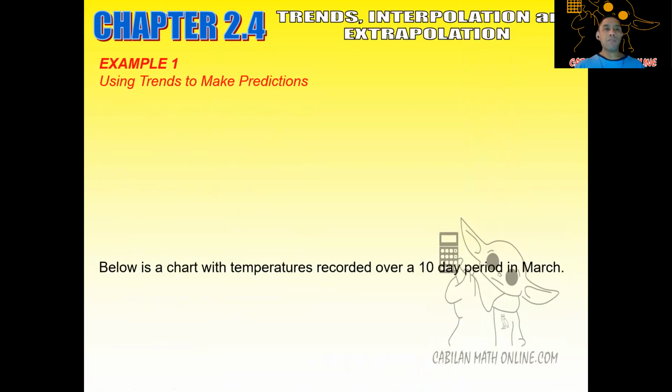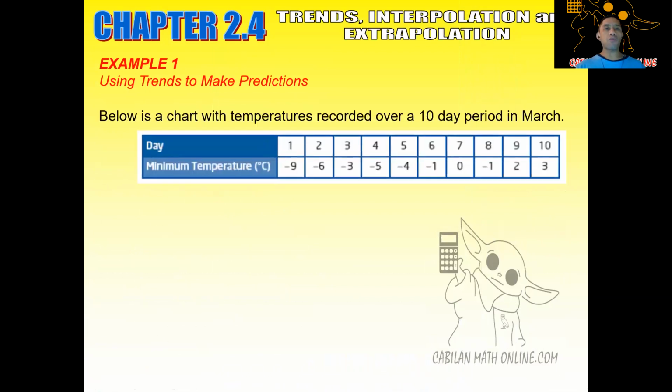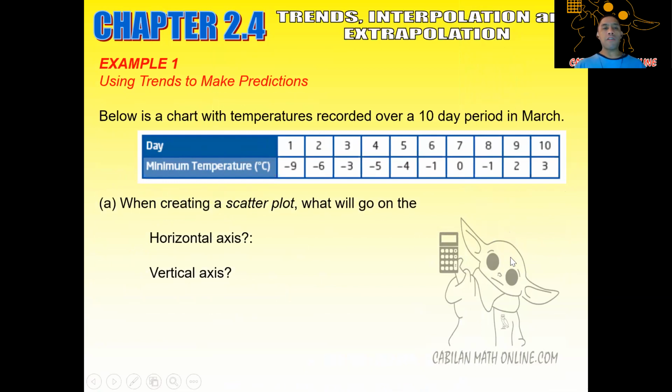So what we have in this first example is we're going to use a trend to make a prediction based on temperature. It says here, below is a chart with temperatures recorded over a 10-day period in March. Before we graph this, the first thing we need to do is determine which one goes on the horizontal axis and which one goes on the vertical axis. Remember, on the horizontal axis, the values for the independent variable, the variable that's in control, are what we would label.